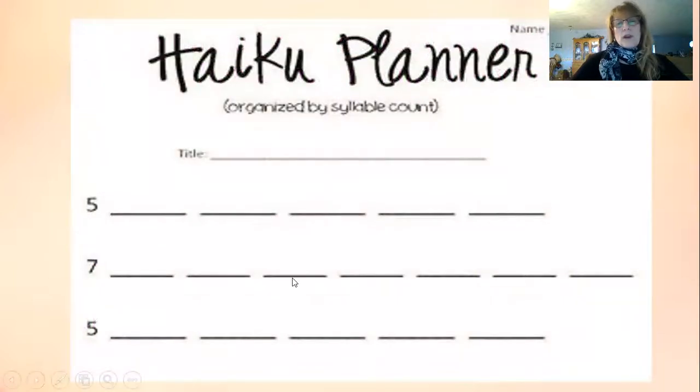Now, as your graphic organizer today, I would just take a piece of paper and I would draw 5 lines, then go down, skip some spaces, draw 7 lines, and then skip some spaces and draw 5. That'll help you keep your form so that you'll have just those words and your syllables there for you.